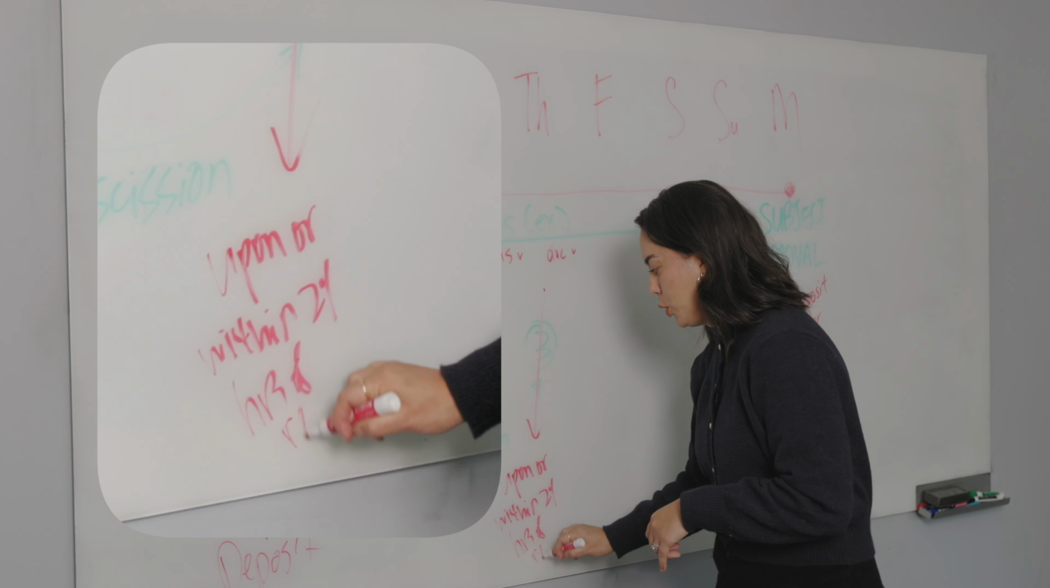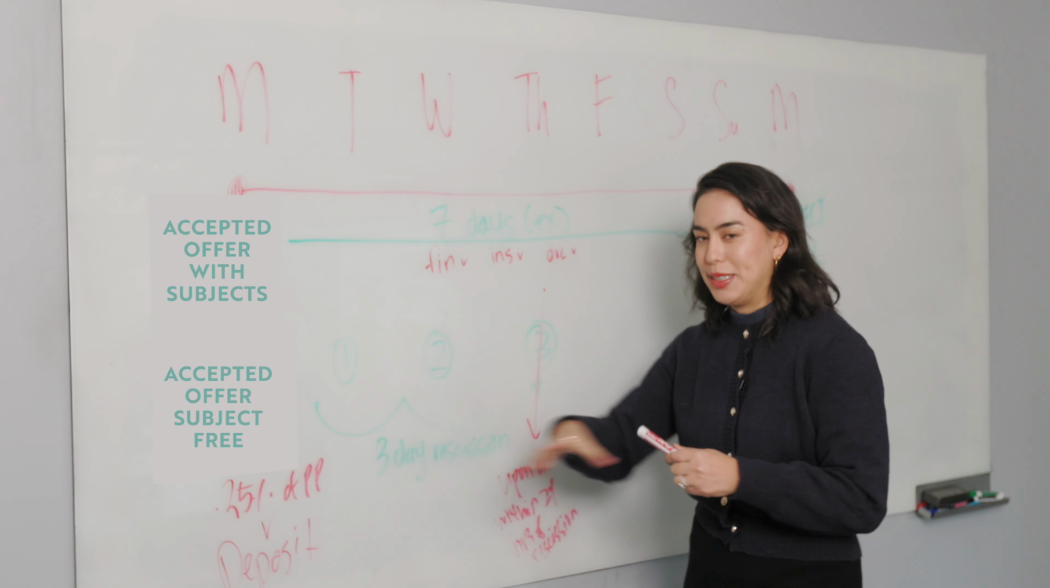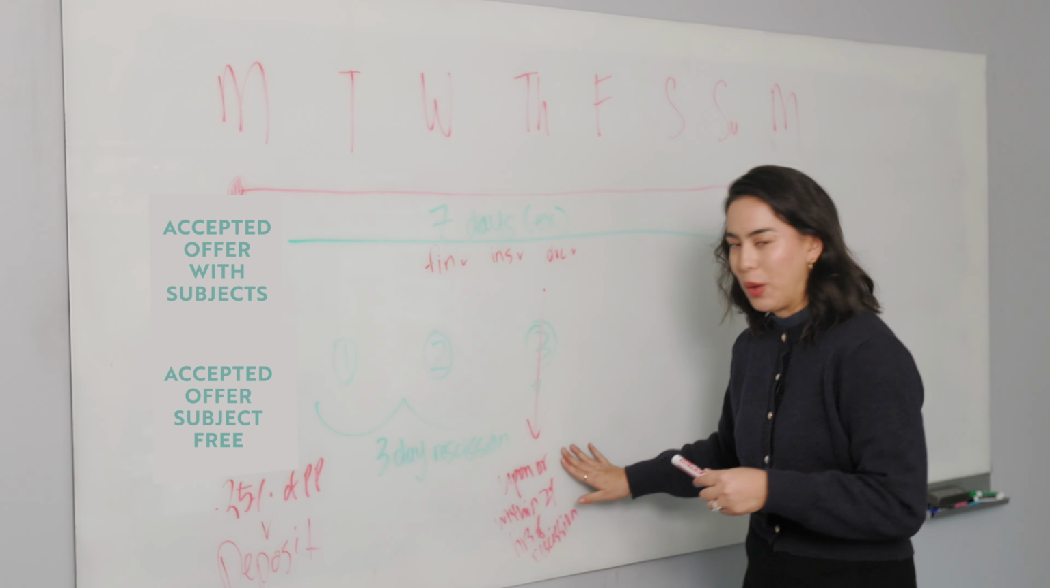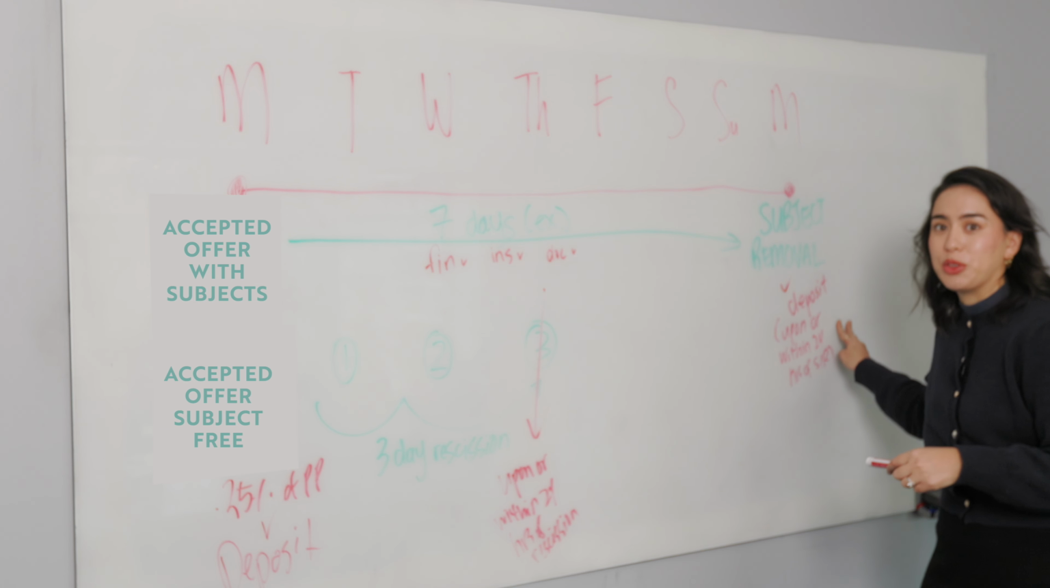So you can kind of see a trend here that it's either upon or within 24 hours of acceptance, upon or within 24 hours of rescission, or upon or within 24 hours of subject removal.